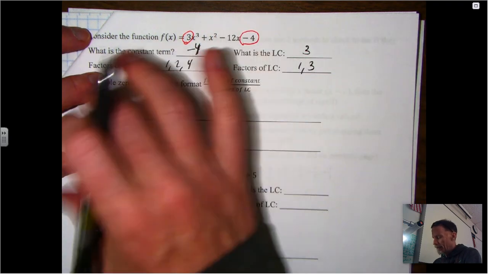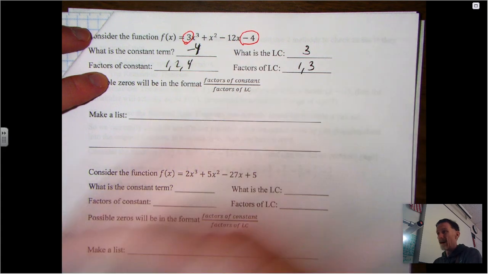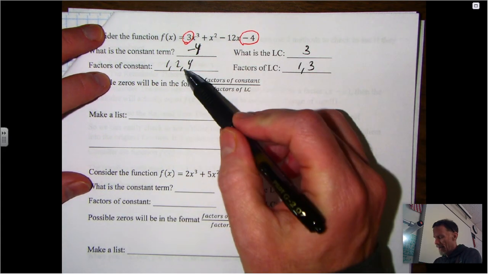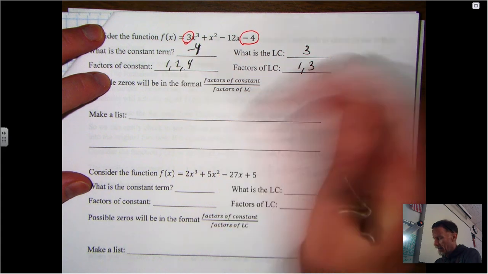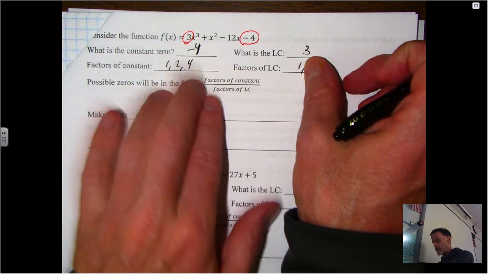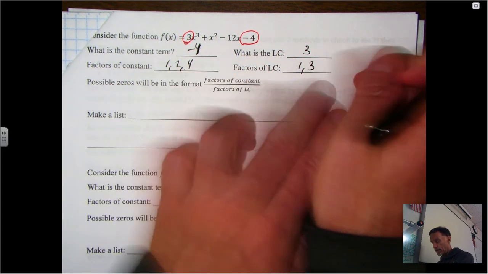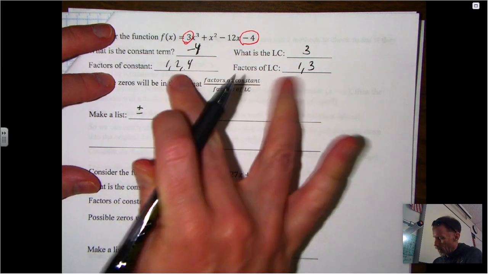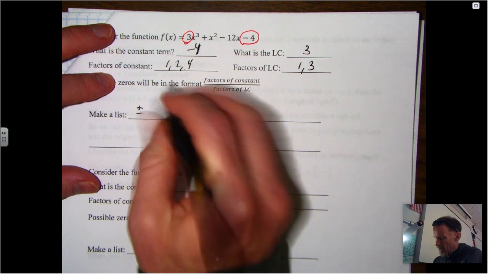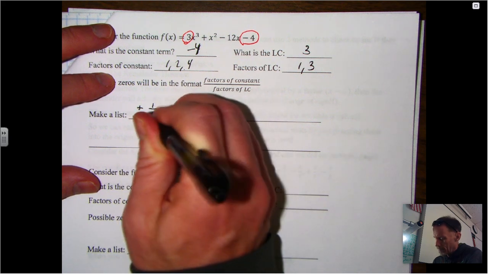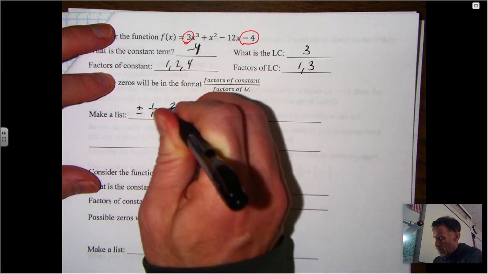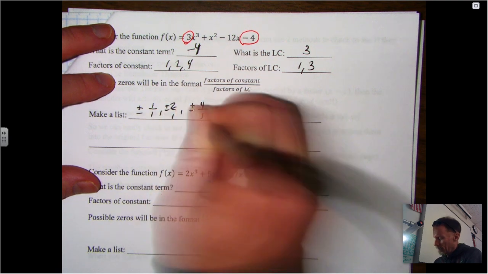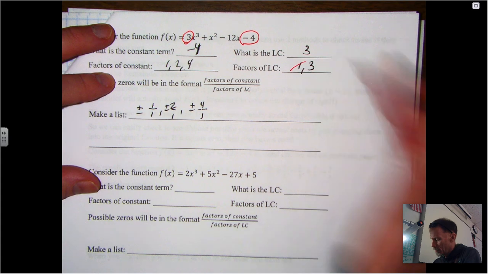And again, the order that you make the list in does not matter at all. What I like doing though is taking each of the constant factors and then just putting one by one. So everything over 1 and then everything over 3. So I'm going to list them out that way. So plus or minus, again, over 1. So 1 over 1. And I'll write this just to make sure you see where it's coming from. So 1 over 1, 2 over 1, 4 over 1.